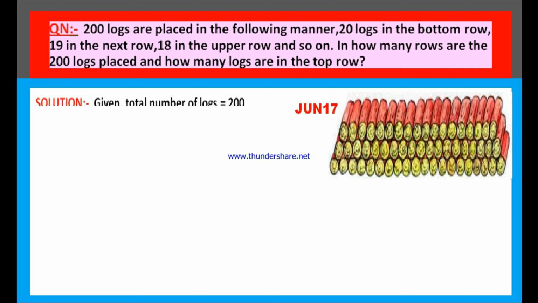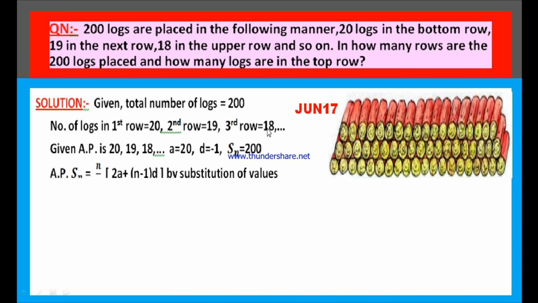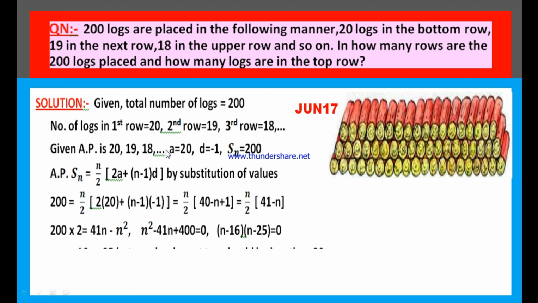Here is the solution now. It is given that the total number of logs is equal to 200. The number of logs in the first row is 20, second row 19, third row 18, and so on. Then the arithmetic progression is 20, 19, 18, 17, and so on. Here a is equal to 20. And common difference d is a2 minus a1, 19 minus 20 is minus 1. And the sum of all the terms should be 200.